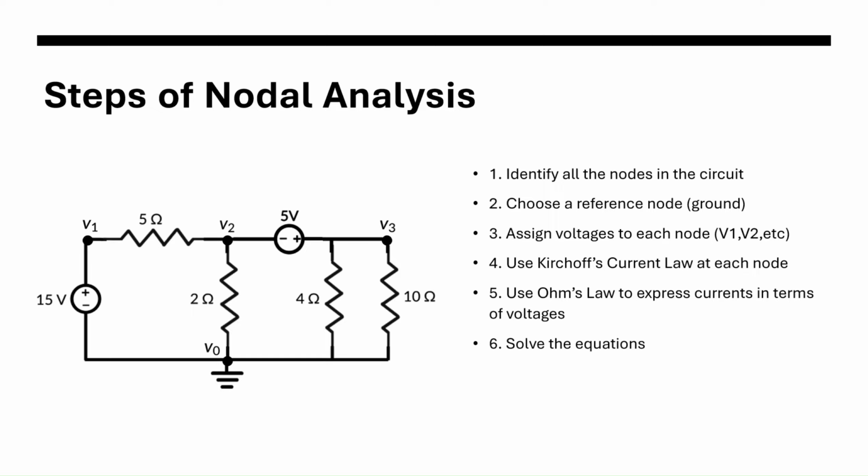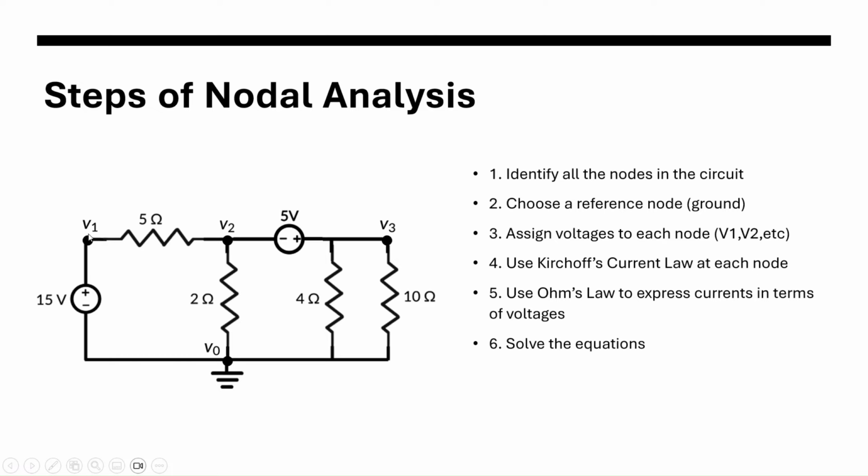Now the steps of nodal analysis are as follows. First, we need to identify all the nodes in the circuit. So every point where there are multiple components connected to the same point is referred to as a node. Then we choose the reference node, which is usually chosen at the bottom here, at the ground symbol, and then we assign voltages to each node.